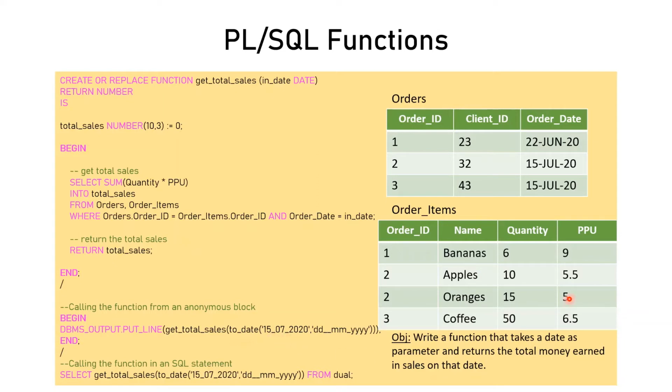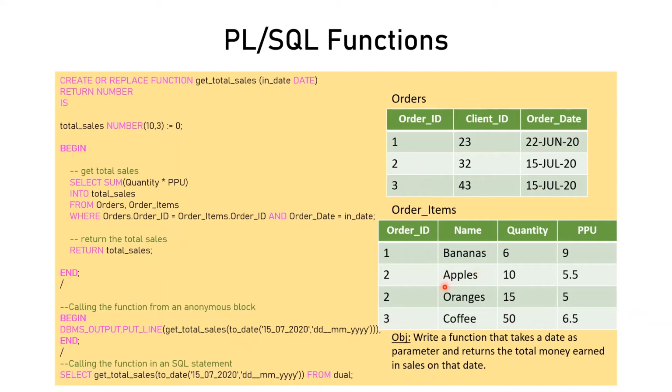So let's take a look at our tables and see what the answer should be. In our orders table, we can see that 2 orders have been made on that date, which is order ID 2 and order ID 3. Now, if we look at our order items table, we can see that there are these 3 rows that correspond to the order IDs 2 and order ID 3.